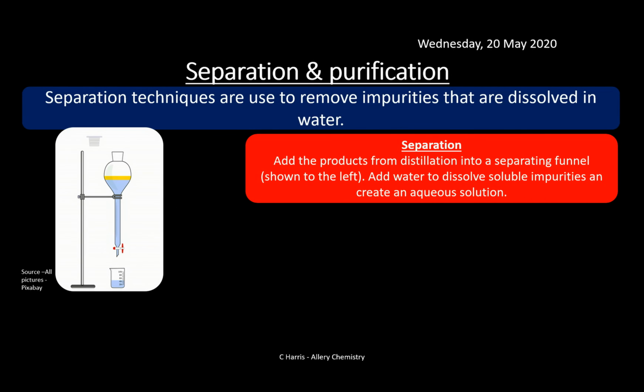So let's bring that diagram back again. All the products from distillation are put into the separating funnel, which is this here. We add water to dissolve the soluble impurities, and we create an aqueous solution. You can see here we've got our aqueous solution. We add water to our original compound, and that'll remove any soluble impurities, which will be dissolved in this layer here.